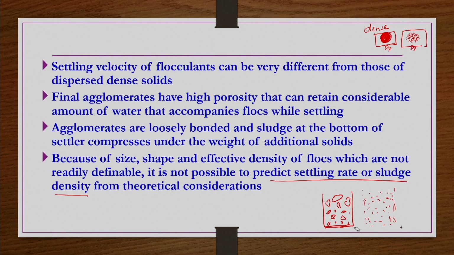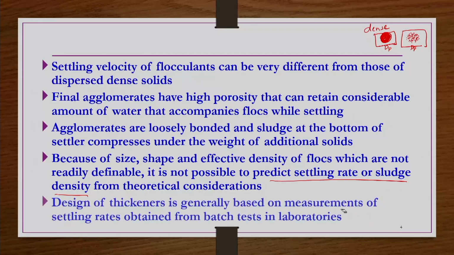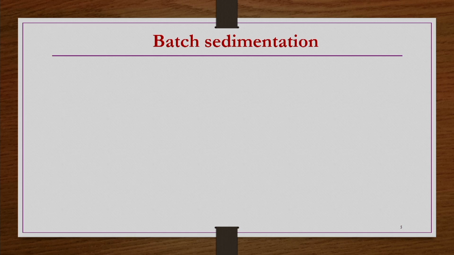Since there are so many variations in their properties, readily defining the size, shape and effective density of such flocculants is very difficult. Because of that, theoretical calculations to get the settling rate or sludge density are not possible in flocculation. Then the design of thickeners is generally based on measurements of settling rates obtained from batch tests in laboratories. So, what is batch sedimentation?